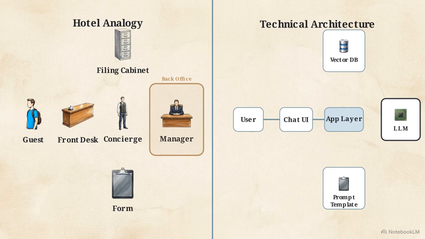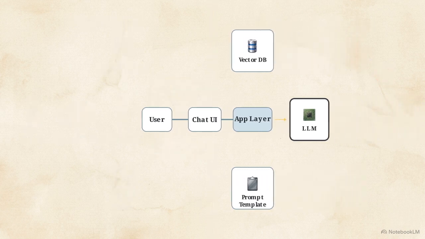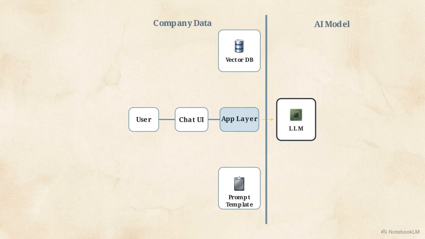Notice who is actually doing the work here. The application layer, the concierge, is the active entity. It runs to the filing cabinet, retrieves the information, fills out the form, and hands it to the manager. The manager and the filing cabinet never actually speak to each other. This setup keeps the expertise of the AI model separate from the company's data. The system relies on the application layer to act as an assistant, fetching the specific facts required for every answer.